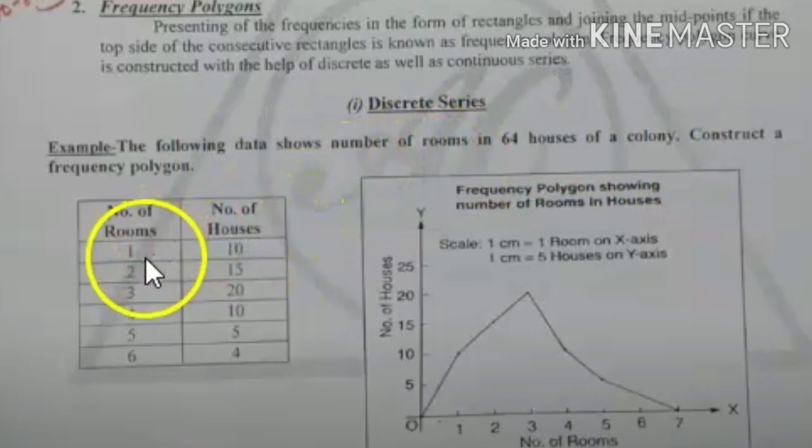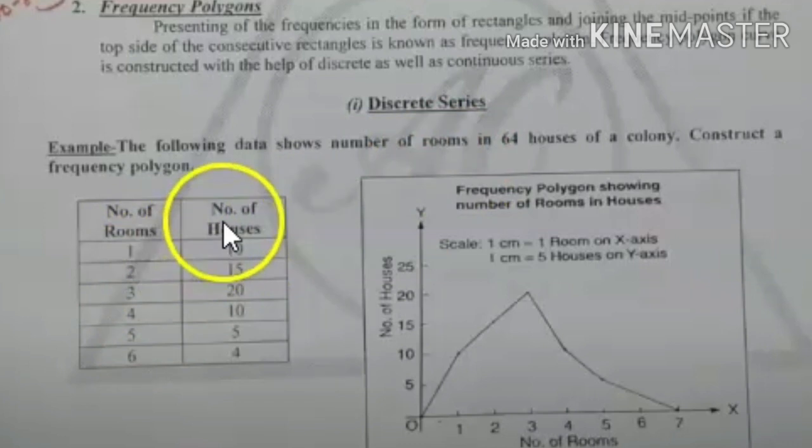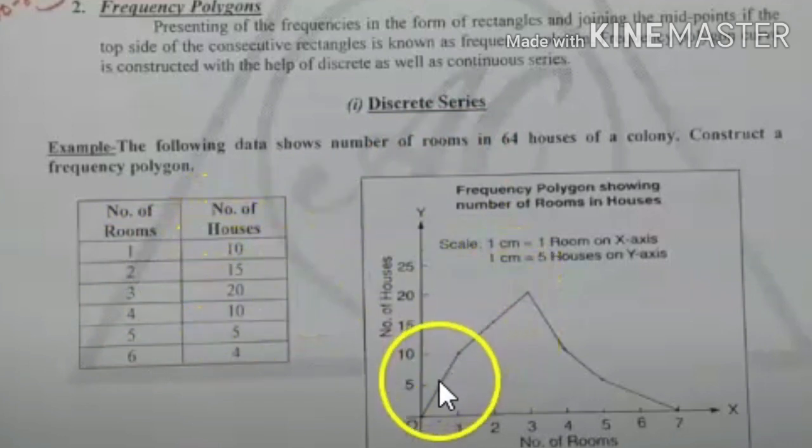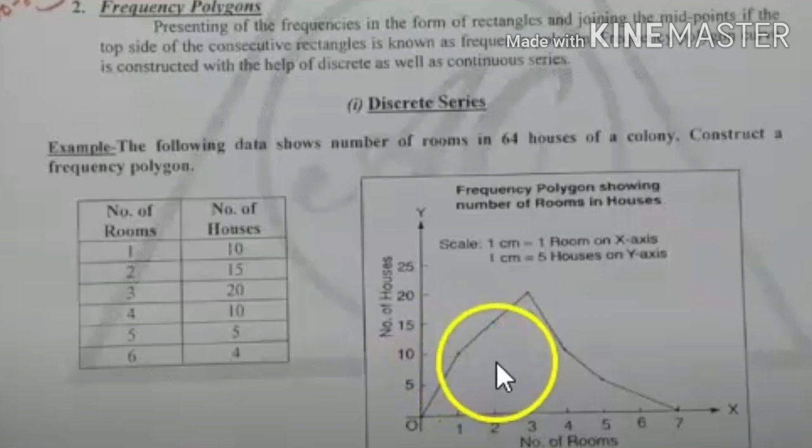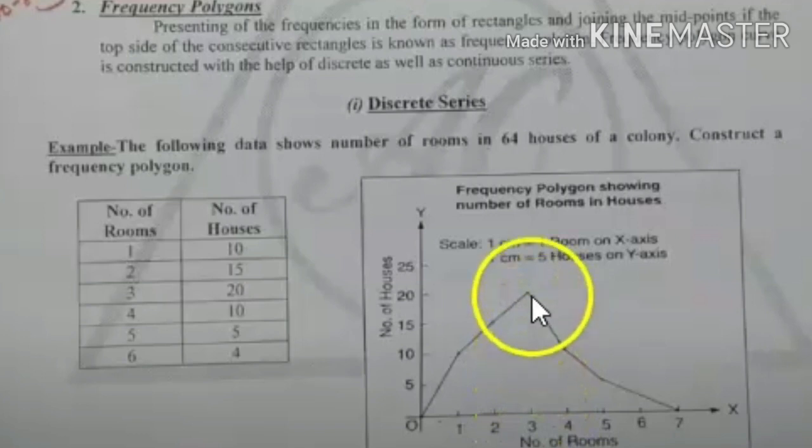So room number 1, 2, 3, 4, 5, 6, and the number of houses is given. So how will you draw it? You are going to see here. First, it's easy: from 1 you have to mark 10 here. Then from 2 you have to mark 15 here. Then from 3 you have to mark 20 here.